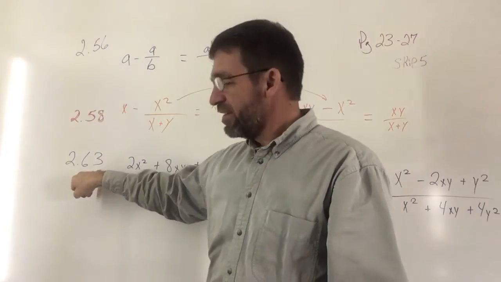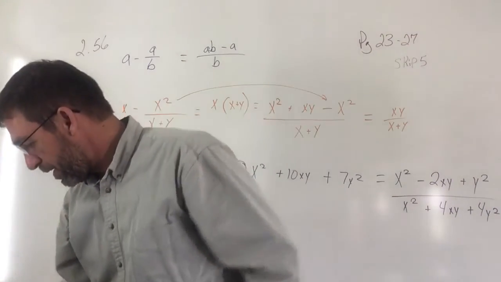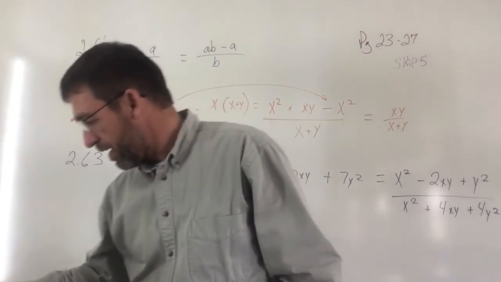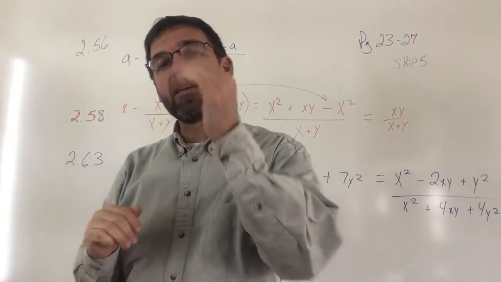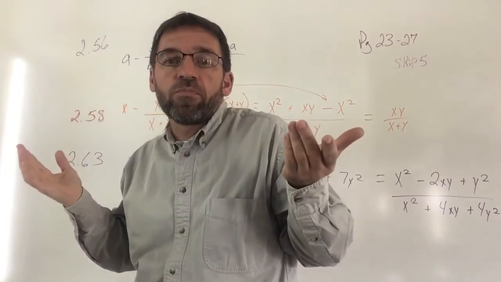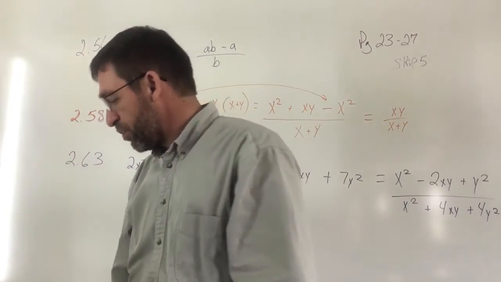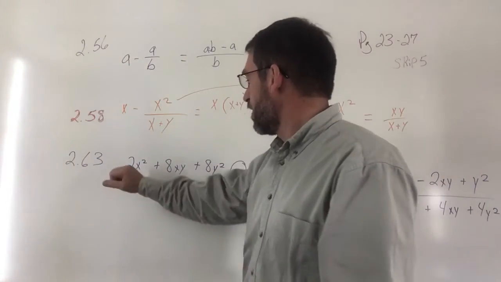263 is the next problem at the bottom of the page. And again, what you do is multiply the bottom term by 2. It's just a plain 2. So you have to multiply that by 2. I did that, and this is the answer I came up with.